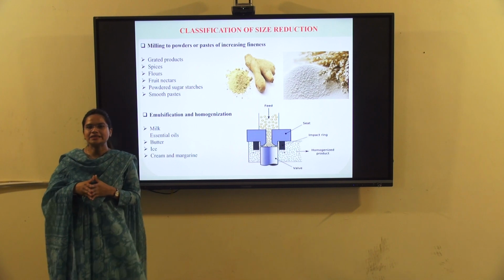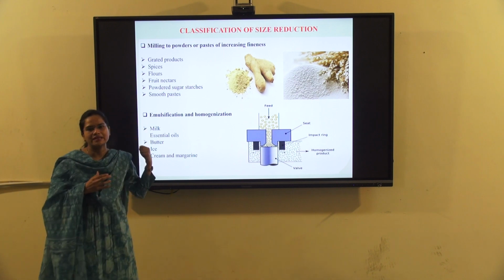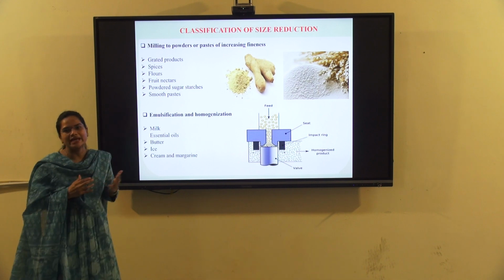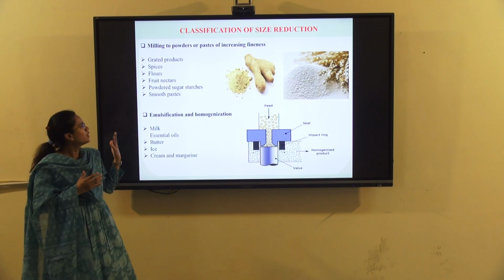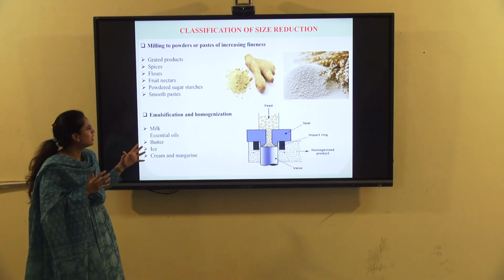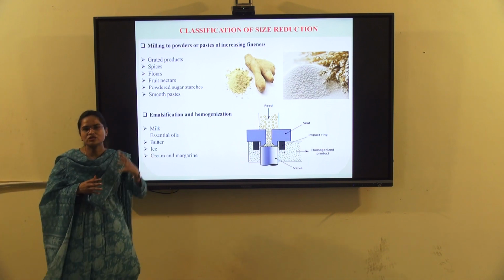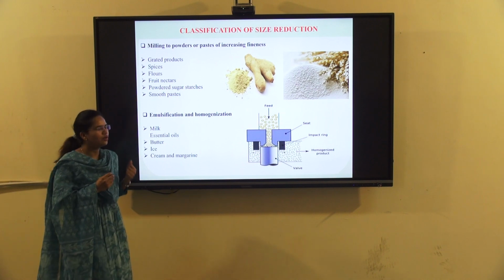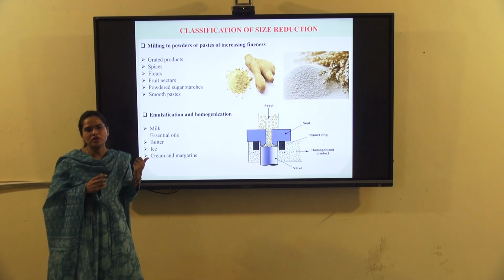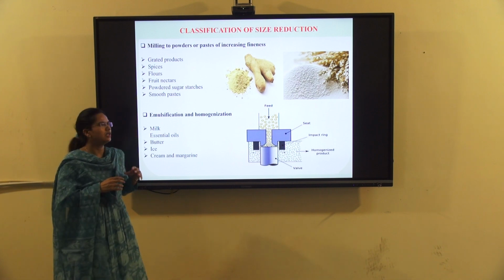Size reduction is mainly classified on the basis of the type of product, like solid product and liquid product. In solid products, the final resultant products are in the form of graded products, spices, powders, flours, food nectars, powders, starches, and some smooth paste. But in the case of liquid, by applying emulsification and homogenization, the product is reduced in particle size in the form of essential oils, butters and ice cream. As our topic is size reduction of solid food, we are focusing mainly on size reduction in the case of solid food.